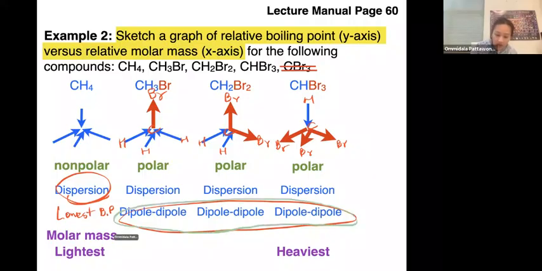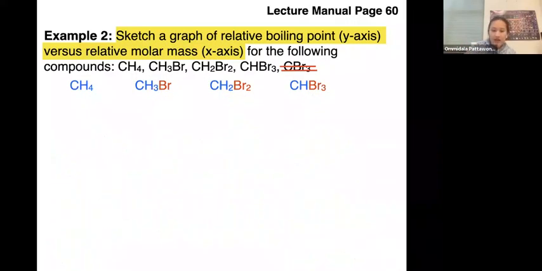So the next thing we're going to take a look at is their molar mass. Right, so the heaviest molar mass would have the highest boiling point. So that's how I compare. I look at the type first, and then if they are the same type, then you're looking at molar mass. Now with that being said, what we see is the methane would have the lowest boiling point, right?